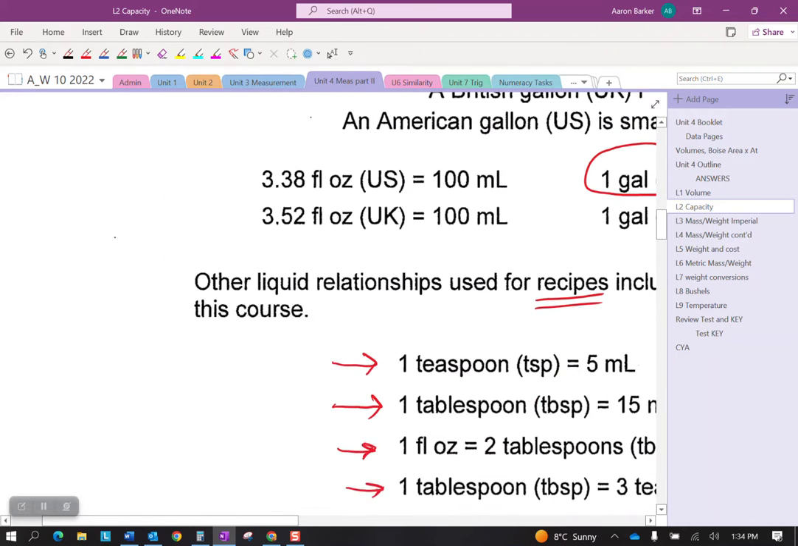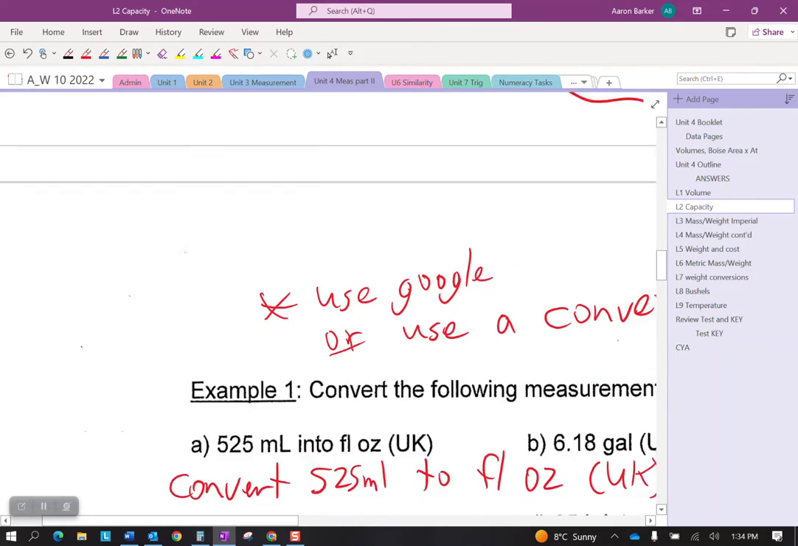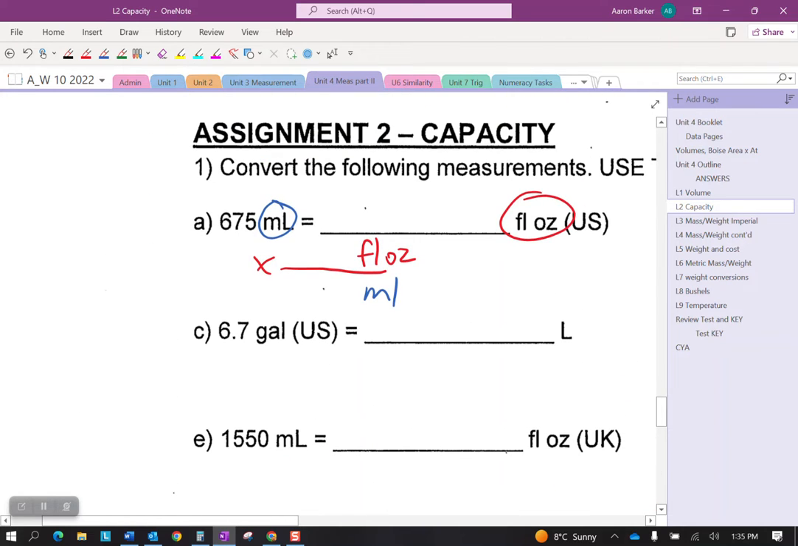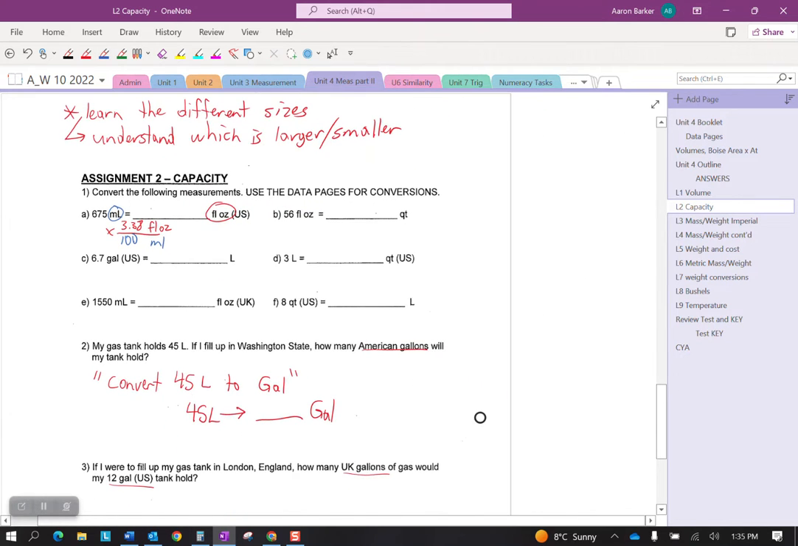There we go. U.S. fluid ounces, 3.38 to 100 mils. So we'll be multiplying by 3.38, then dividing by 100 mils. Okay, so you multiply by that conversion factor. Same thing with the other ones. However, after that, you can start using Google.